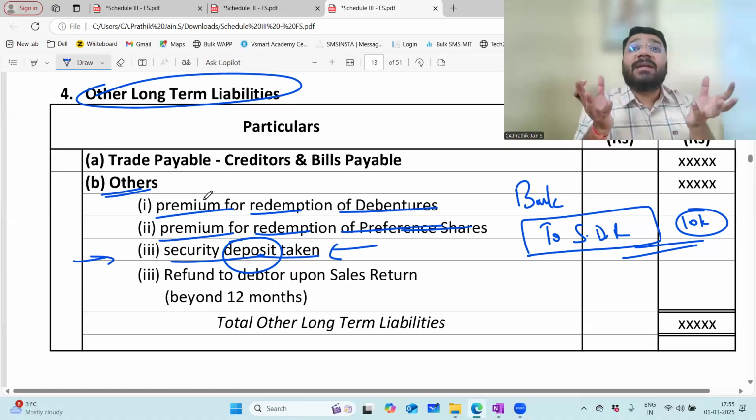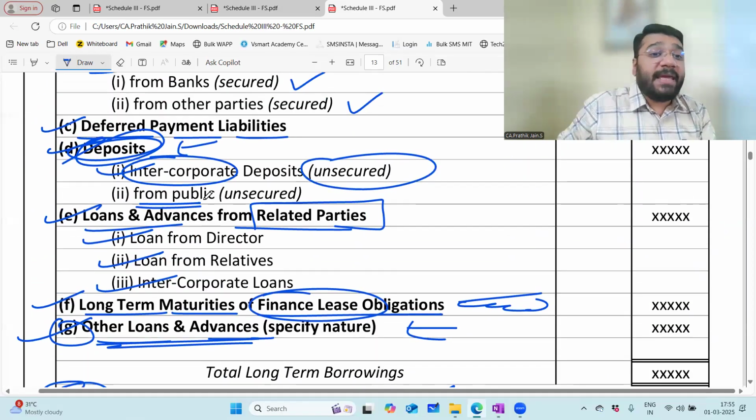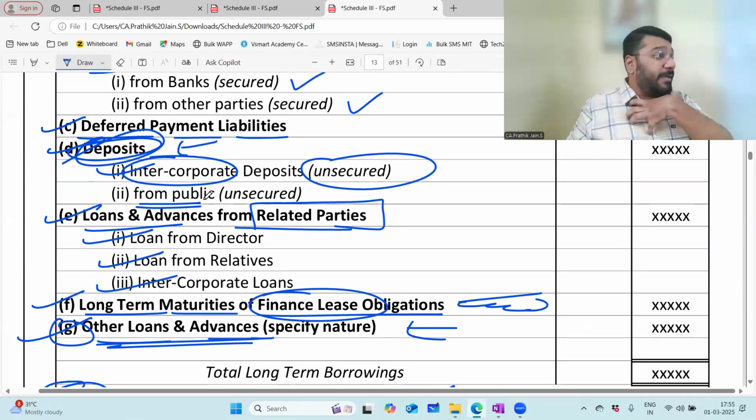So are you able to understand the difference between both the deposits? The deposit which is given under long-term borrowing is basically the money that has been used by me as a borrowing for the betterment of a business, for the development of the business, and I pay interest against it.